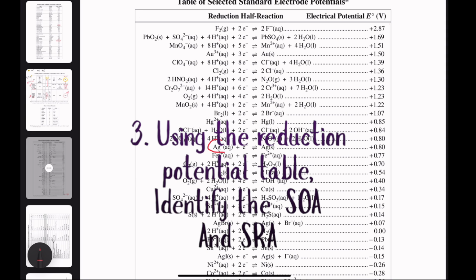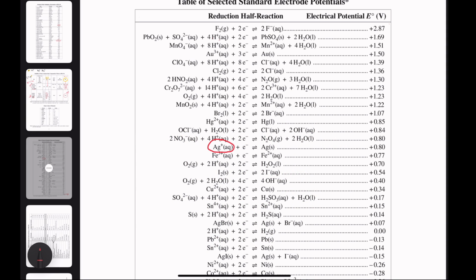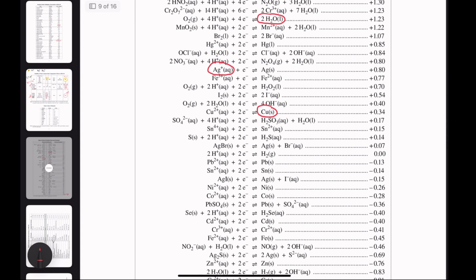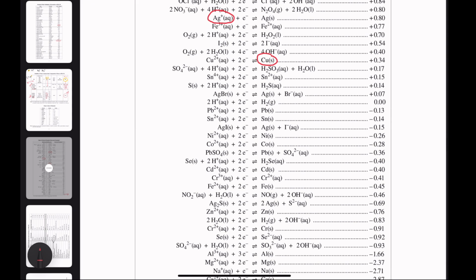So we can then use this table to determine which of the oxidizing agents and reducing agents listed in the entities are the strongest. And all we're interested in are the strongest of each. And we'll compare the strongest oxidizing agent and the strongest reducing agent.